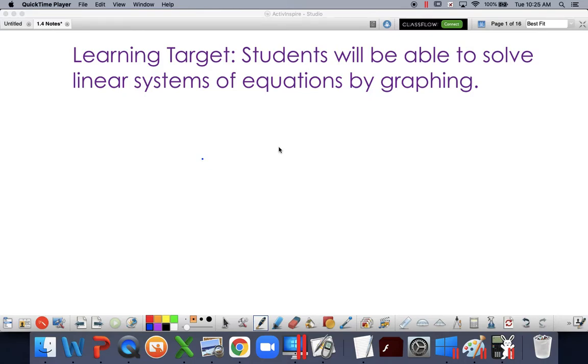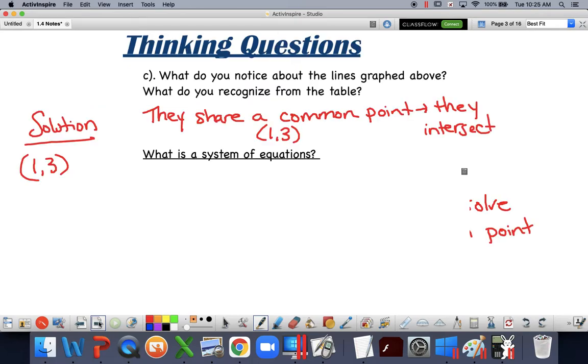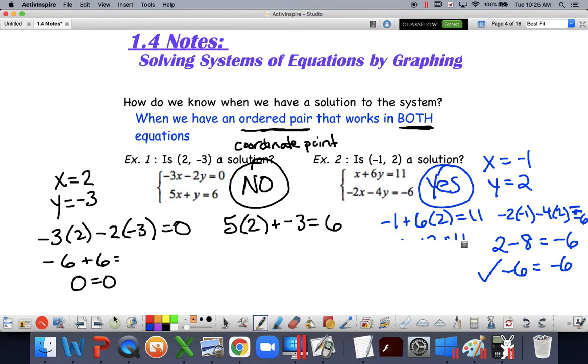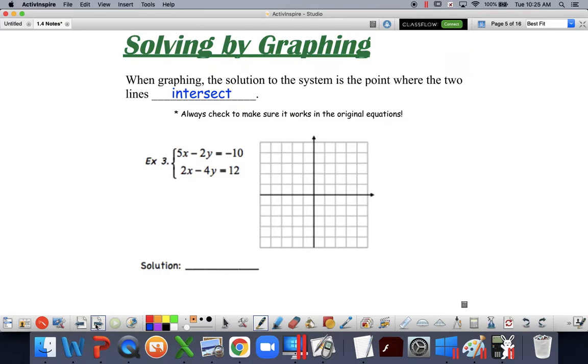This is Algebra 2, the second half of Section 1.4, where our learning target is students will be able to solve linear systems of equations by graphing. Last video, we talked about the fact that where two lines of a system of equations intersect will be the solution to that system. So let's go ahead and actually get to some graphing, right? Let's make sure we remember how to graph some things.